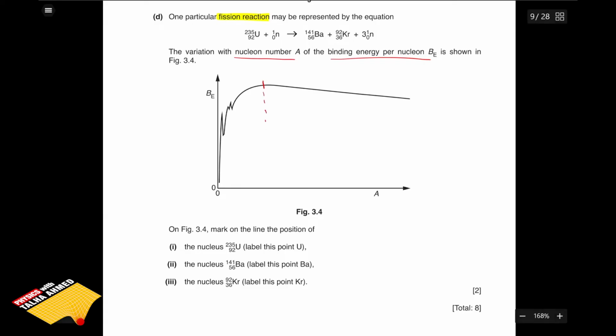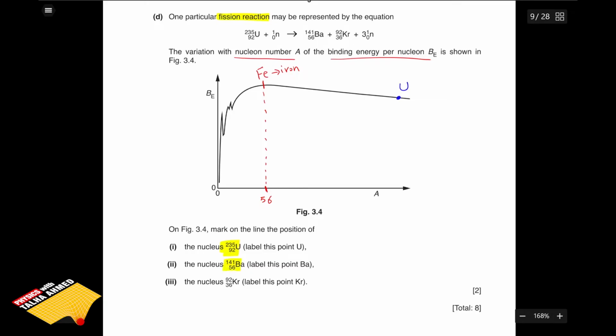Secondly, you should know that the peak of this graph, where I'm drawing a dotted line, is actually representing the element iron. And iron has a nucleon number of 56. So, iron happens to be the most stable nucleus, and it has the most binding energy per nucleon. Now, we only have to plot the 3 points for uranium, for barium, and for krypton. We know their nucleon numbers are 235, 141, and 92.